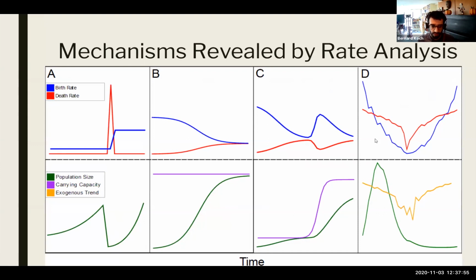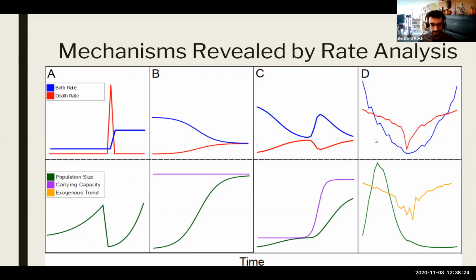So I showed you a mass extinction there. We can also look at competition. So in competition, birth rates might decline to meet carrying capacity, and death rates might grow to meet carrying capacity. Once you're at carrying capacity, birth and death rates will converge.